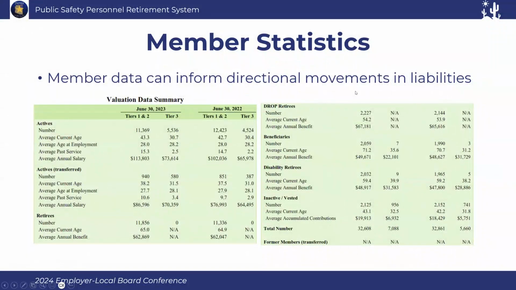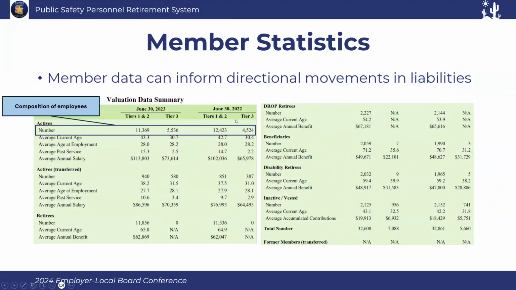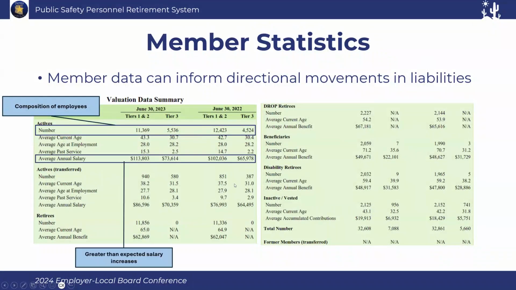Member statistics. This is a section that I think is really important that doesn't always get looked at. It can inform directional movements and liabilities. It won't necessarily tell you specifically why a certain category of liability is increasing or not, but it's going to be helpful in informing the picture. One of the first areas I'll call out is just composition of employees. Tiers 1 and 2 are closed, so we're seeing a growing number of people in the tier 3 program. Just something to be mindful of.